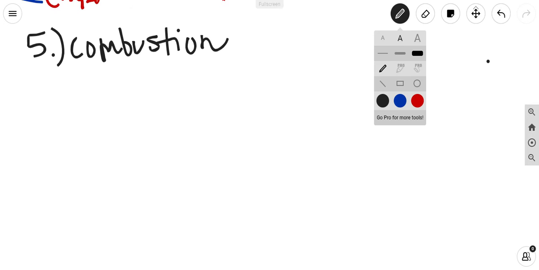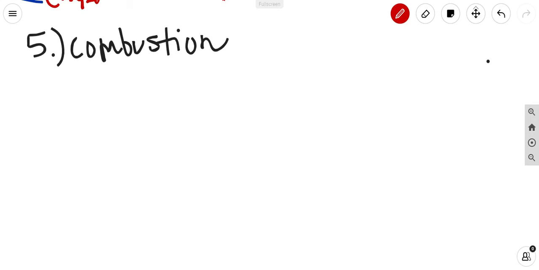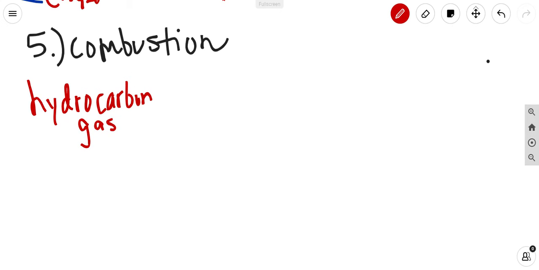And a combustion reaction is really going to look the same. You need something to catch fire. And that is a specific thing. It's what we call a hydrocarbon gas. And in order for a fire to occur, you need to feed it with oxygen. So those are your 2 reactants.